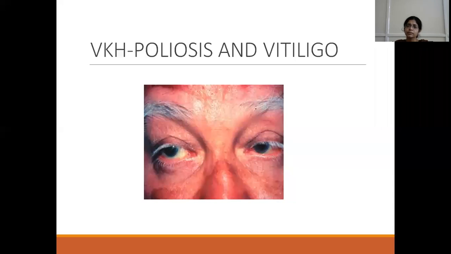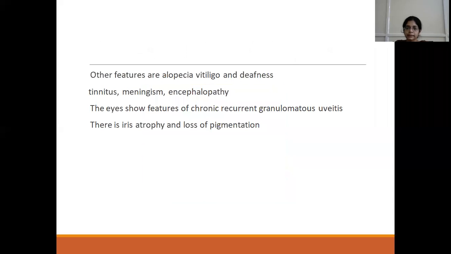And then he presents with features of meningeal irritation: he might have headache, fever, vomiting, neck stiffness, and we may also come across features of tinnitus and deafness. So all these signs of meningeal irritation along with the dermatological features, all these you have to suspect VKH syndrome.